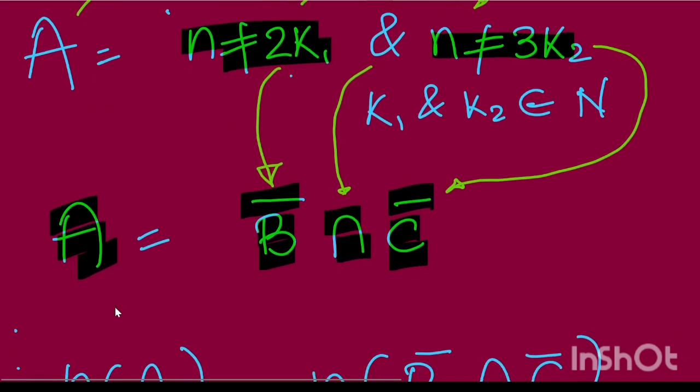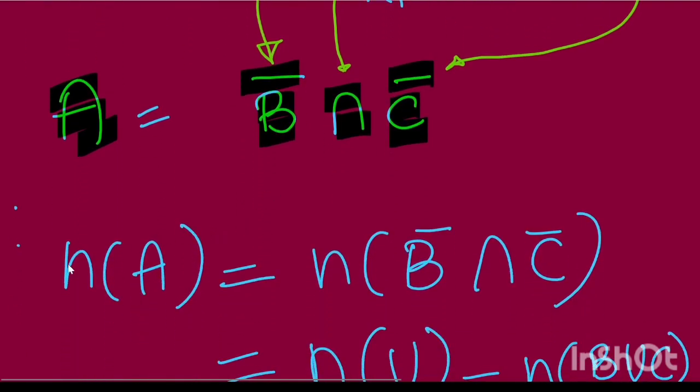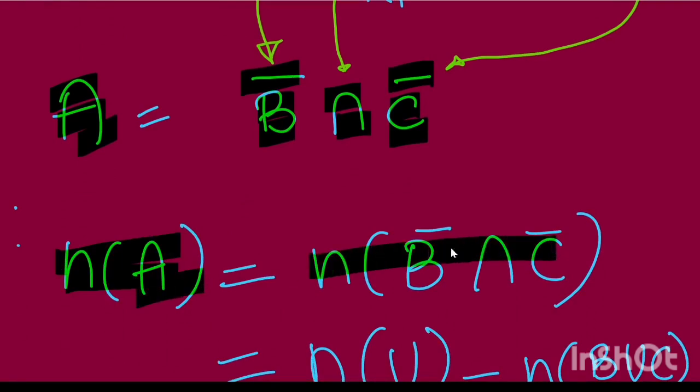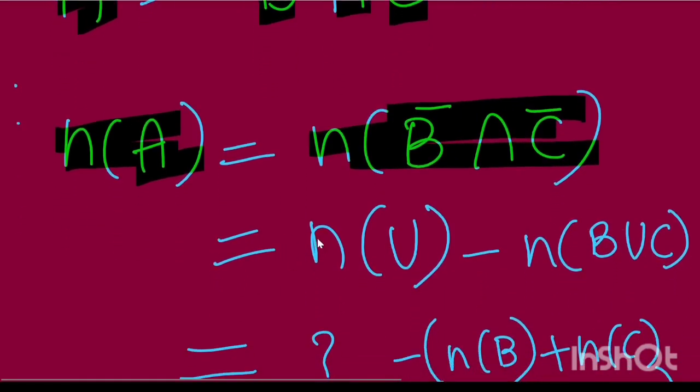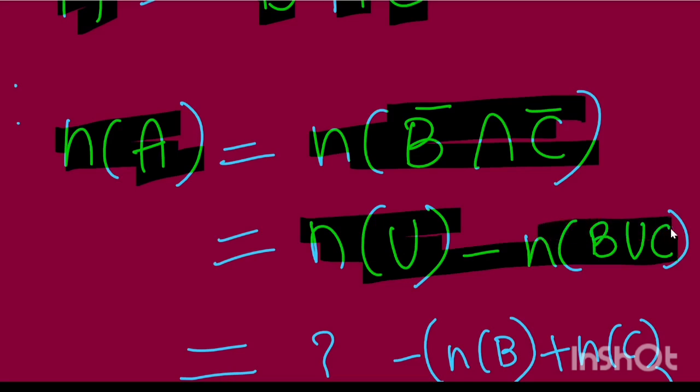Now, the first part of the question asks about n(A). Since A is B bar intersection C bar, we have to find n of B bar intersection C bar. And from the results that we derived, it is n(U) minus n(B union C).